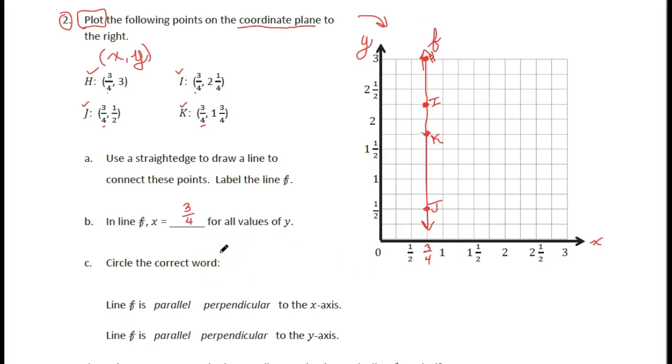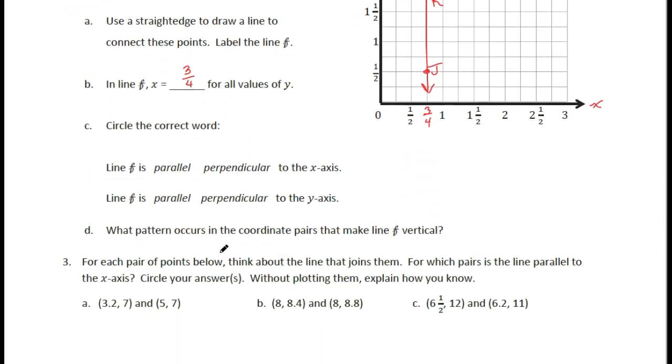Circle the correct word. Line F, we just talked about it, is perpendicular to the x-axis, which means that it's parallel to the y. So parallel, if this is y, our line is parallel with it. And the other one, if this is the x-axis, our line is perpendicular to it. And remember, it means that you've got that whole 90-degree angle going on in there, the right angle.